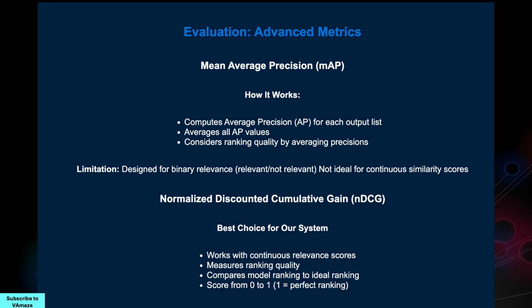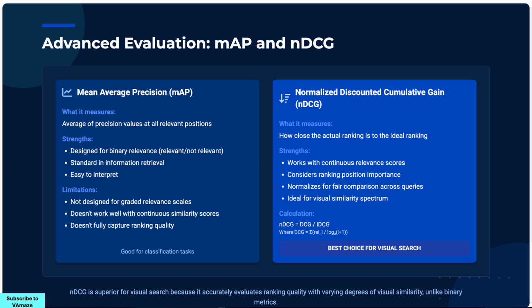Mean average precision, or MAP, is an improvement. It computes average precision for each query by averaging precision at different cutoff points, then averages across all queries. This does consider ranking quality, but it's designed for binary relevance. Items are either relevant or not relevant. For our use case, where we have continuous similarity scores, the best metric is normalized discounted cumulative gain, or NDCG. This is the gold standard for ranking problems with graded relevance.